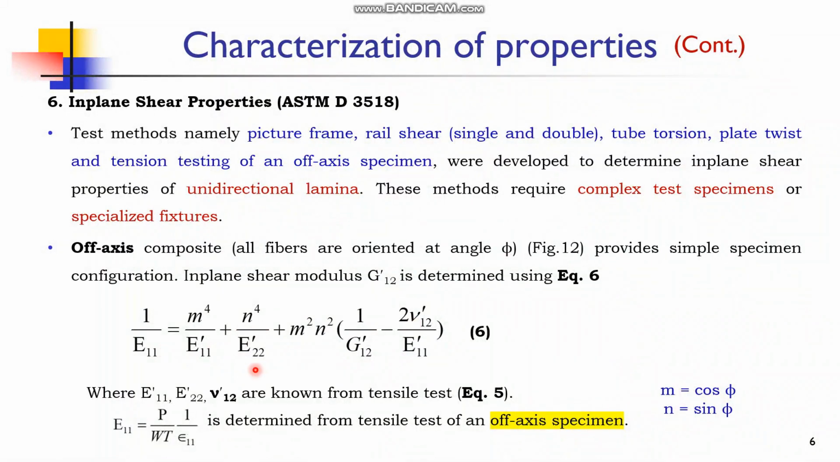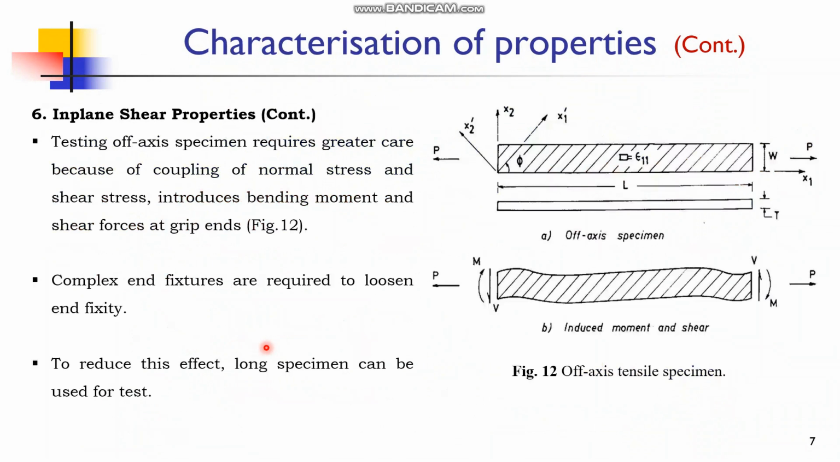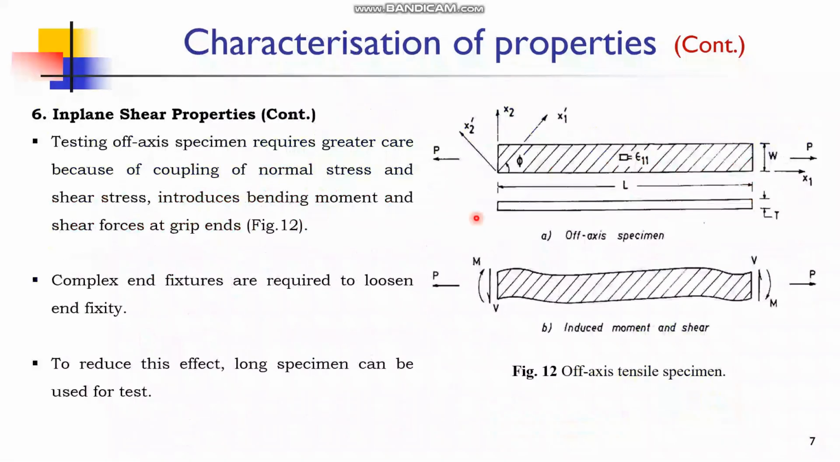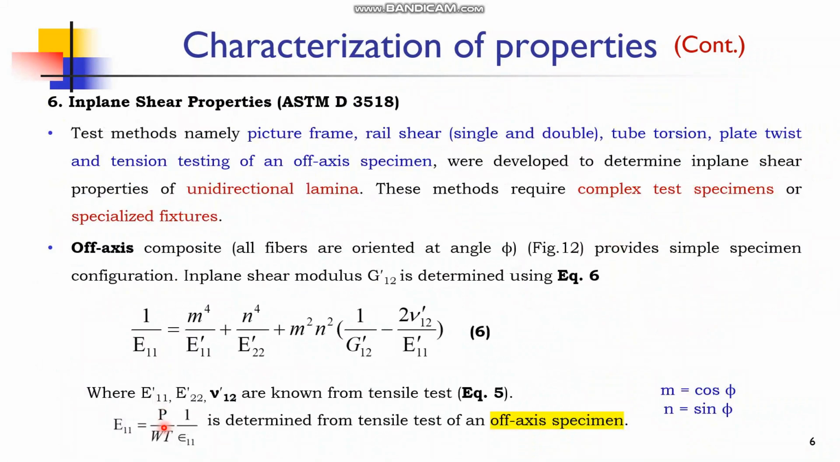Here, Young's modulus E prime refers to the property measured along the material axis. Young's modulus E11, that is longitudinal modulus 11 without any prime, indicates that the property is measured along the x1 axis, and that is again the ratio of stress by strain. You can also notice epsilon 11, it is not epsilon 11 prime, right? That indicates these properties are a function of the reference axis, not the material axis.